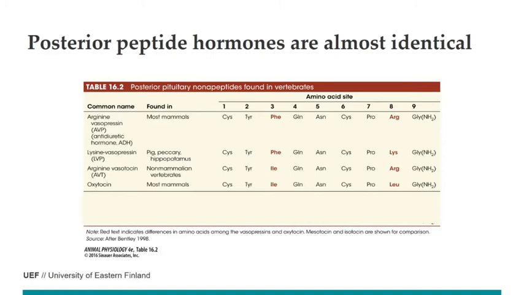But to compare what kind of peptides we have in non-mammals, in the bony fish we have isotocin, and in reptiles, amphibians, birds and lungfish we have mesotocin. Again, almost completely identical.